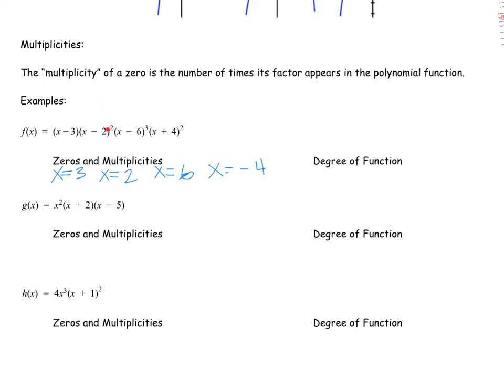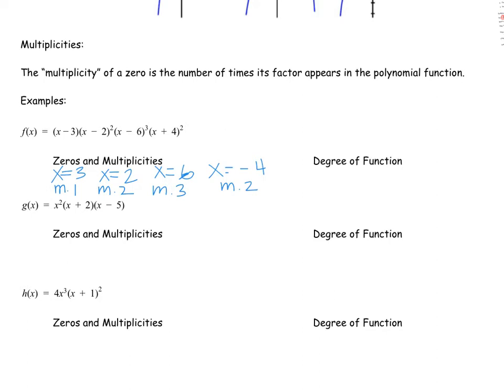So the multiplicity on this 0 is this power. The multiplicity on this 0 is this power. So we can say that the multiplicity on 3 is just 1. It only appears once. The multiplicity on 2 is 2. The multiplicity on 6 is 3. And the multiplicity on -4 is 2.